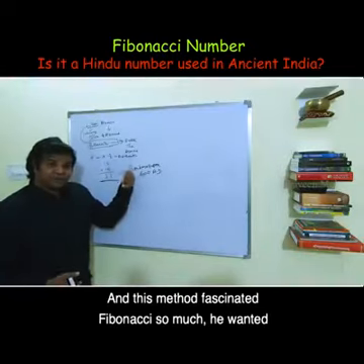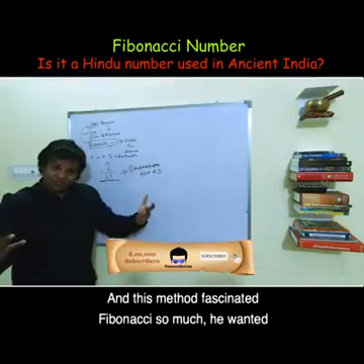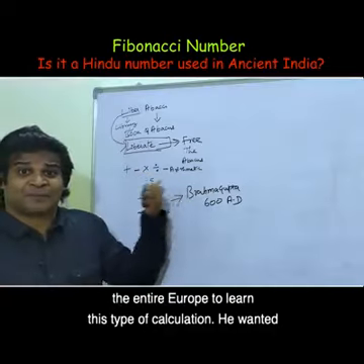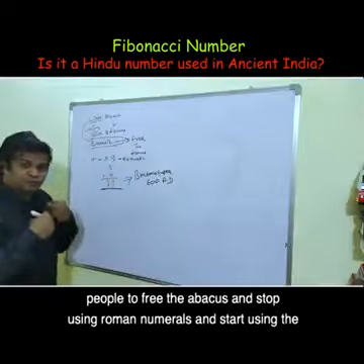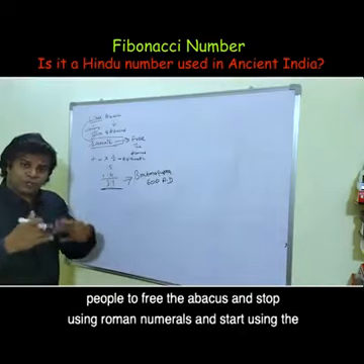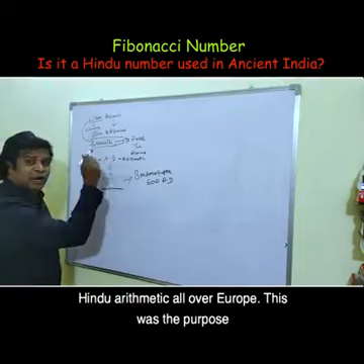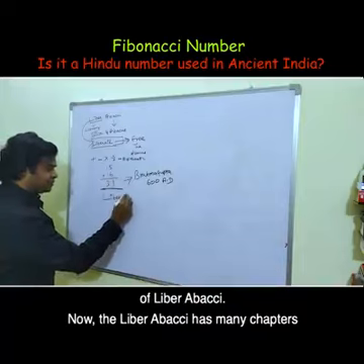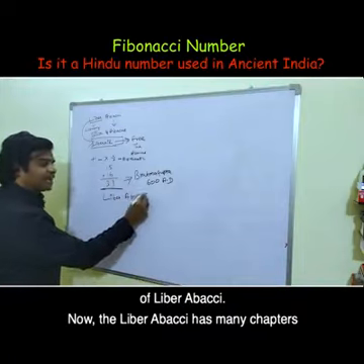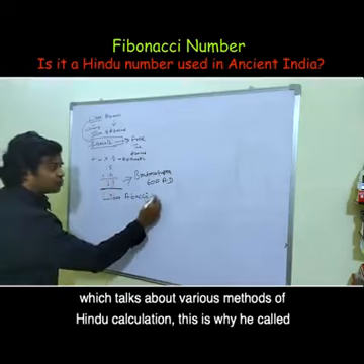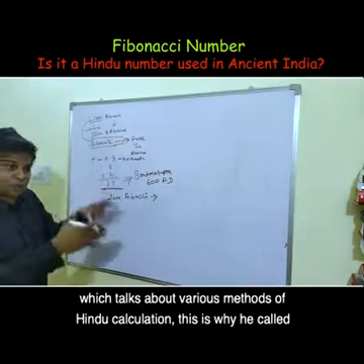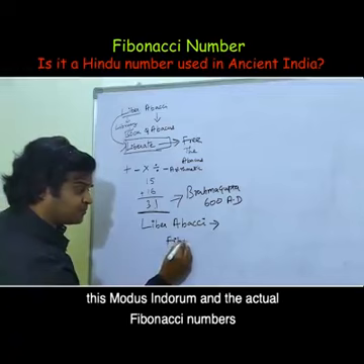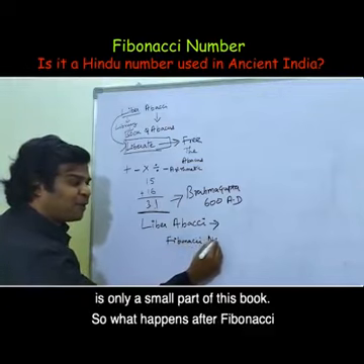And this method fascinated Fibonacci so much, he wanted the entire Europe to learn this type of calculation. He wanted people to free the abacus and stop using Roman numerals and start using the Hindu arithmetic all over Europe. This was the purpose of Liber Abaci. Now, the Liber Abaci has many chapters which talks about various methods of Hindu calculation. This is why he called this modus Indorum. And the actual Fibonacci numbers is only a small part of this.